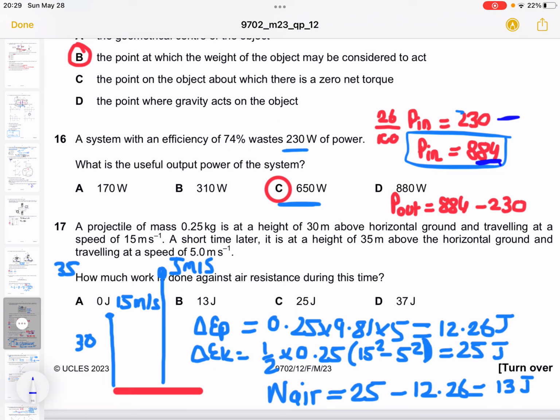Question number 17 says that a projectile of mass 0.25 kg is at a height of 30 with speed 15, and then at a height of 35 with speed 5. What is the work done against resistance? First, find the change in potential energy mgh, which is 12.26 joules, and then find the change in kinetic energy, which is half m (v squared minus v squared), which is 25 joules. If there was no air resistance, then the changes must be equal, but because there is air resistance, there is a deficit which is equal to the work done against resistance, which is 13 joules. So B is the appropriate answer.